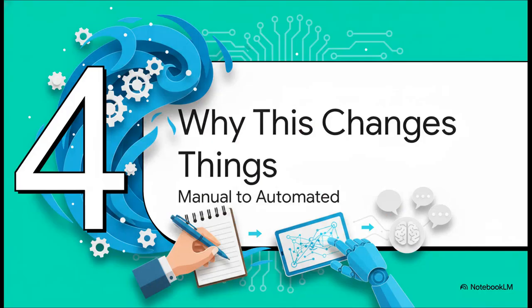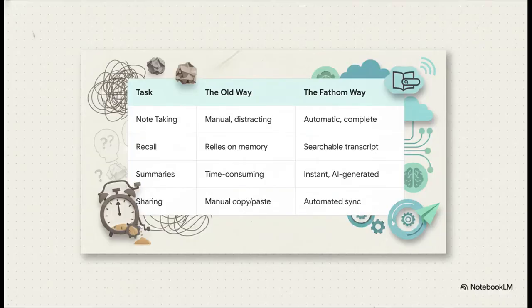So, we've walked through the how, but let's talk about the why. Why does this actually change things? Because this isn't just about saving a few minutes here and there, it's a major shift from doing manual labor to using automated intelligence. Let's just put them side by side for a second. The old way? Taking notes is manual and super distracting. With Fathom, it's automatic and complete. Trying to remember what was said relies on your memory, which we all know isn't perfect. The Fathom way gives you a searchable transcript. Writing summaries takes forever. Now they're instant. It's a complete upgrade across the board.